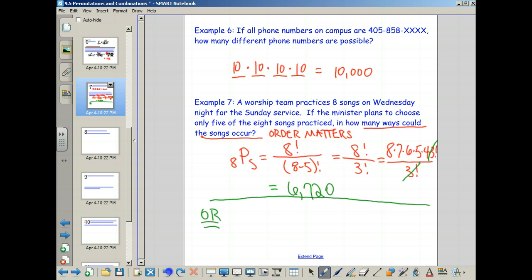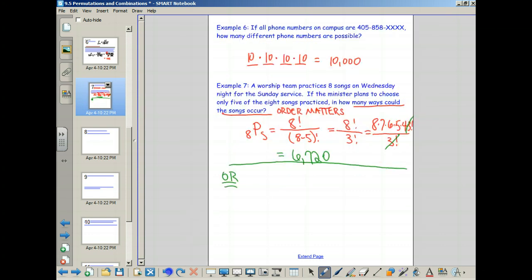You may think of this one, or always think of this one, or you may not. Let me get this last example done and then we'll stop for the day. The other possibility is to think about it like I did number 6. Right now I'm going to pick 5 songs, and I know the order matters. When I'm a music minister, I'm looking at my 8 songs I'm picking from, and I want to pick the first song. How many choices do I have for song number 1?